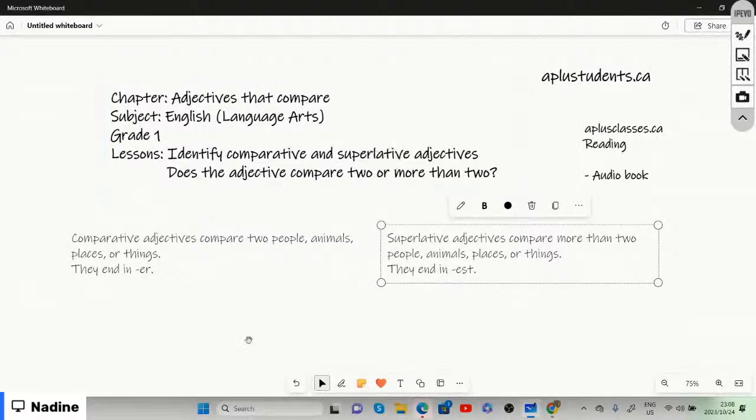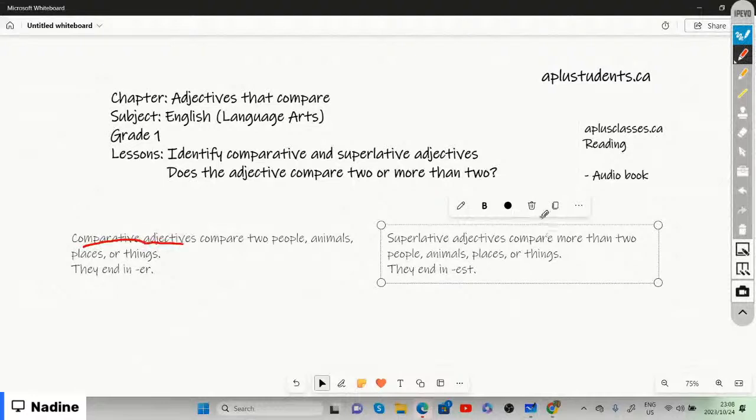And when it comes to comparative adjectives, a comparative adjective compares two people, animals, places, or things. So that is basically only two. So it's two people that are being compared, right? And then our adjective ends in er.